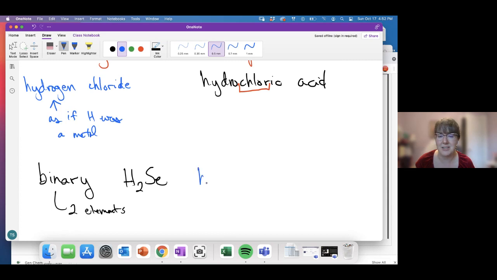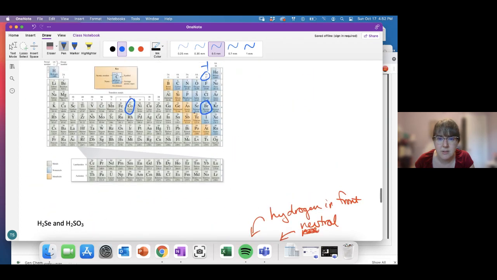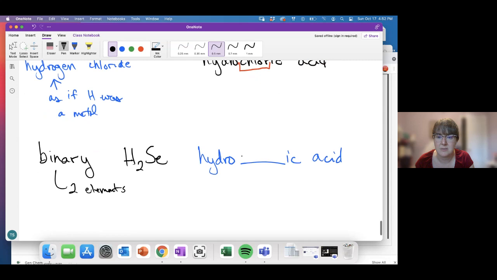So all I'm going to do is I still need the hydro part. I need a part that sounds like the element, and I need ic acid. So I'm going to look up what Se actually is. It's selenium. So all I'm really going to do is grab this part and put it down there in the little blank spot. And you have hydroselenic acid. So binary acids, two elements.